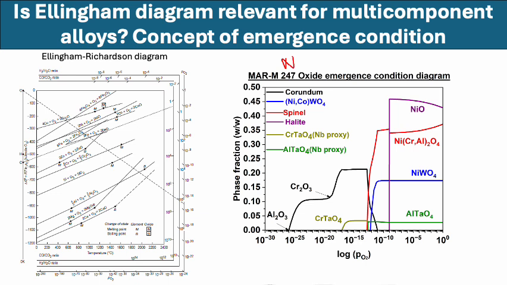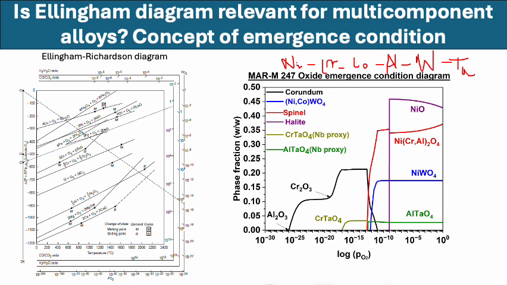The MAR M247 alloy is an alloy that is used in the turbine center frame. We will discuss it in the case study I am going to show you, and we will again see this diagram. This is an alloy that consists of nickel, chromium, cobalt, aluminum, tungsten, and tantalum. I'll show you the exact alloy composition later. So it's a very complex alloy with too many alloying elements.